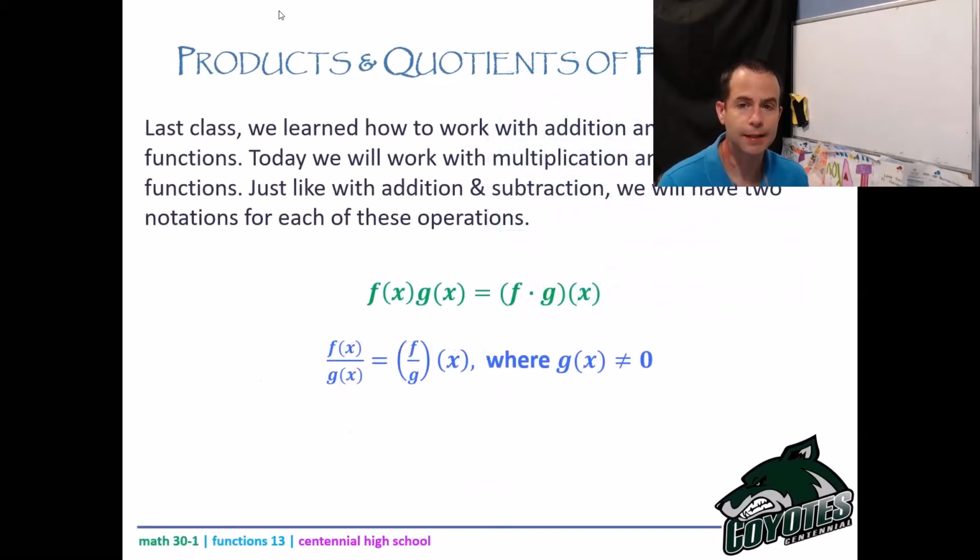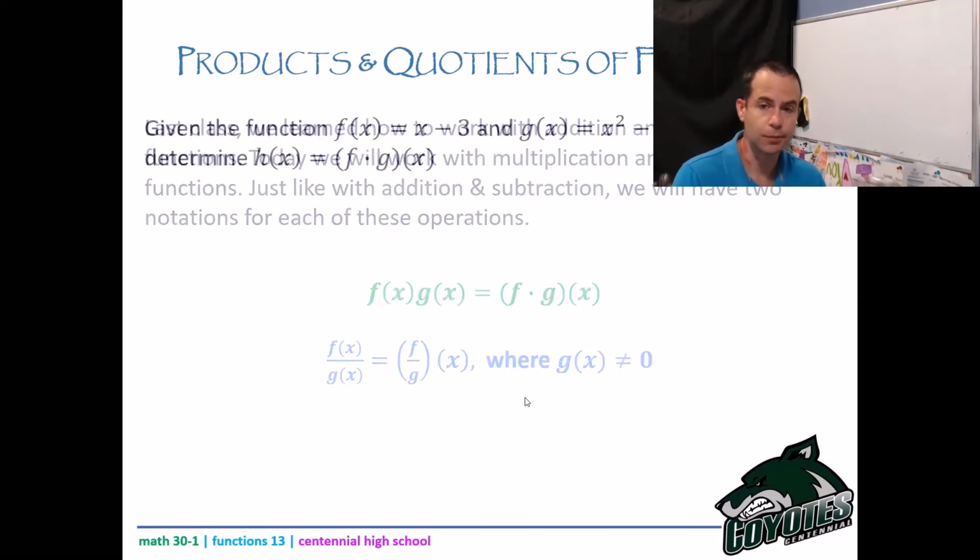So last class, we learned how to work with addition and subtraction of functions. Today, we will work with multiplication and division. Just like with addition and subtraction, we will have two notations. Here's what it's often given to you as f times g of x. I think it's better to write it out as f of x times g of x so that you can see them separately and you kind of know what you're going to do to those equations. Same thing with division. You can write it as f of x over g of x, or sometimes you will see it as f over g of x. And the one stipulation you have to remember is that g of x can't be 0. I can't have a denominator of 0. Okay.